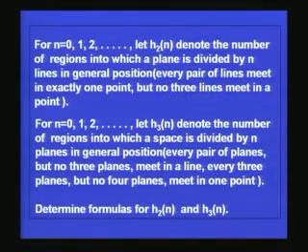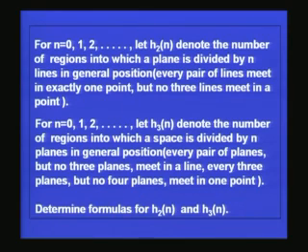It is like this. For n equal to 0, 1, 2, etc., let H2n denote the number of regions into which a plane is divided by n lines in general position. That is, every pair of lines meet in exactly one point, but no 3 lines meet in a point. For n equal to 0, 1, 2, etc., let H3n denote the number of regions into which the space is divided by n planes in general position.